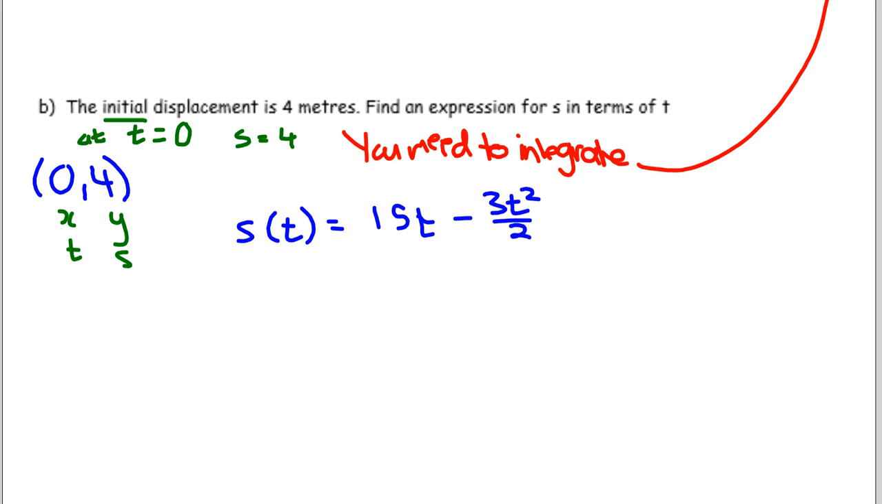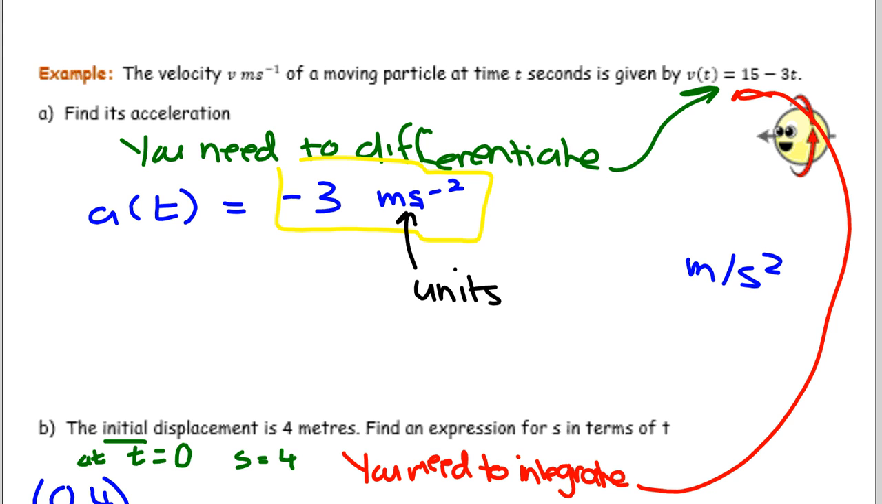Nice work. It's hard when you jump from integrating and differentiating, isn't it? So 15 becomes 15t when you integrate it. Minus 3t becomes minus 3t squared over 2, plus c. Now we've got to sub in the coordinate and solve for c, and then just rewrite the displacement again with it subbed in.